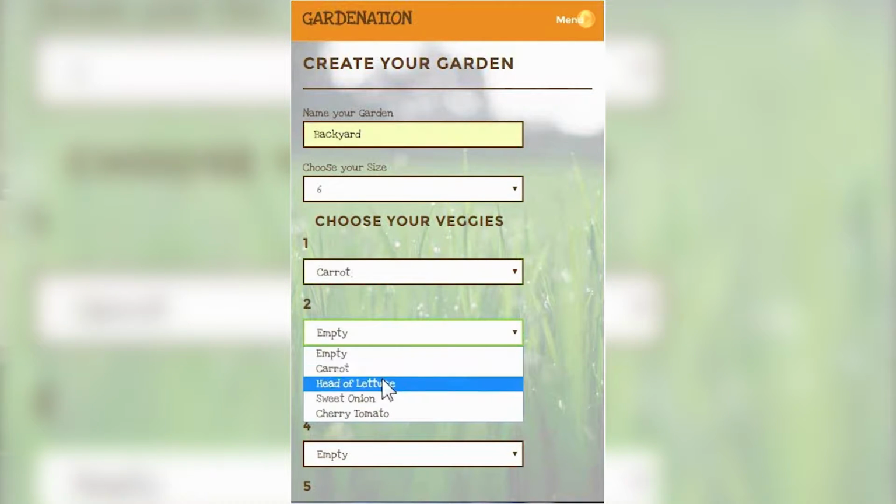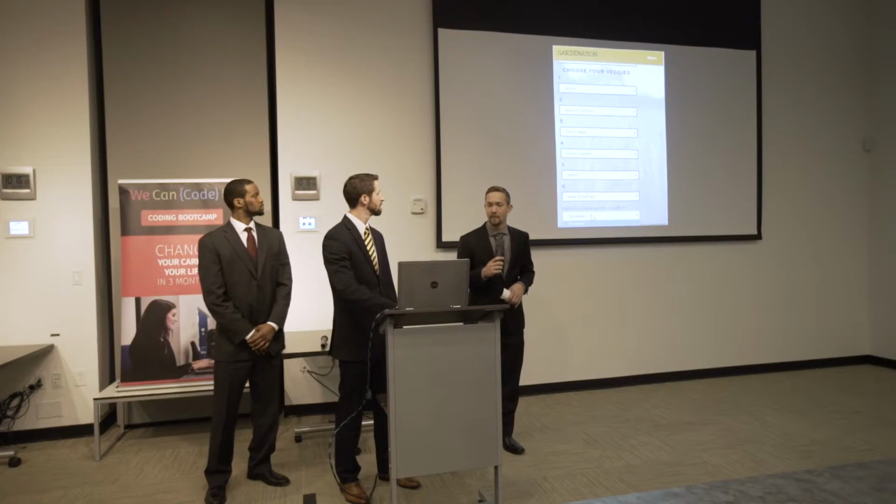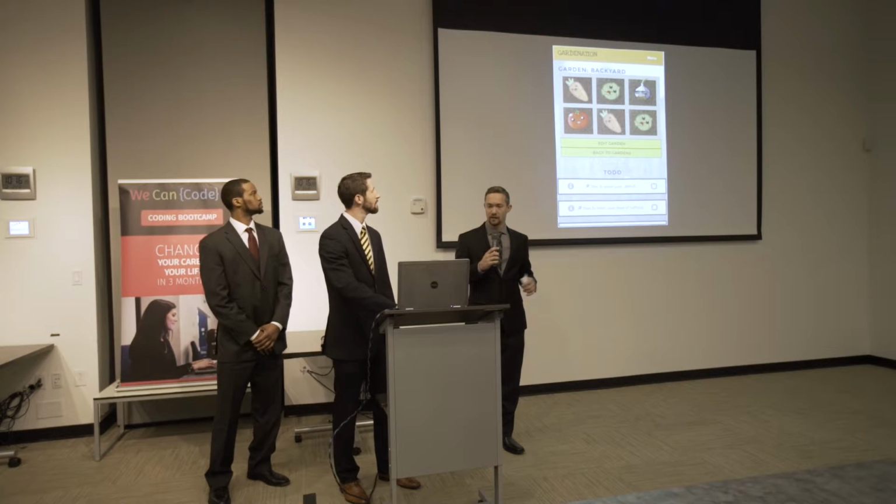She knows what vegetables her kids like to snack on, so she'll pick a few of them. And then she'll pick a few more that will go well with some of her favorite recipes. At the bottom, she'll select her city that's nearest to her. And what that will do is it'll allow the app to generate some specific tasks and prompts that are unique to her garden based on her region. And then she'll click Create the Garden.